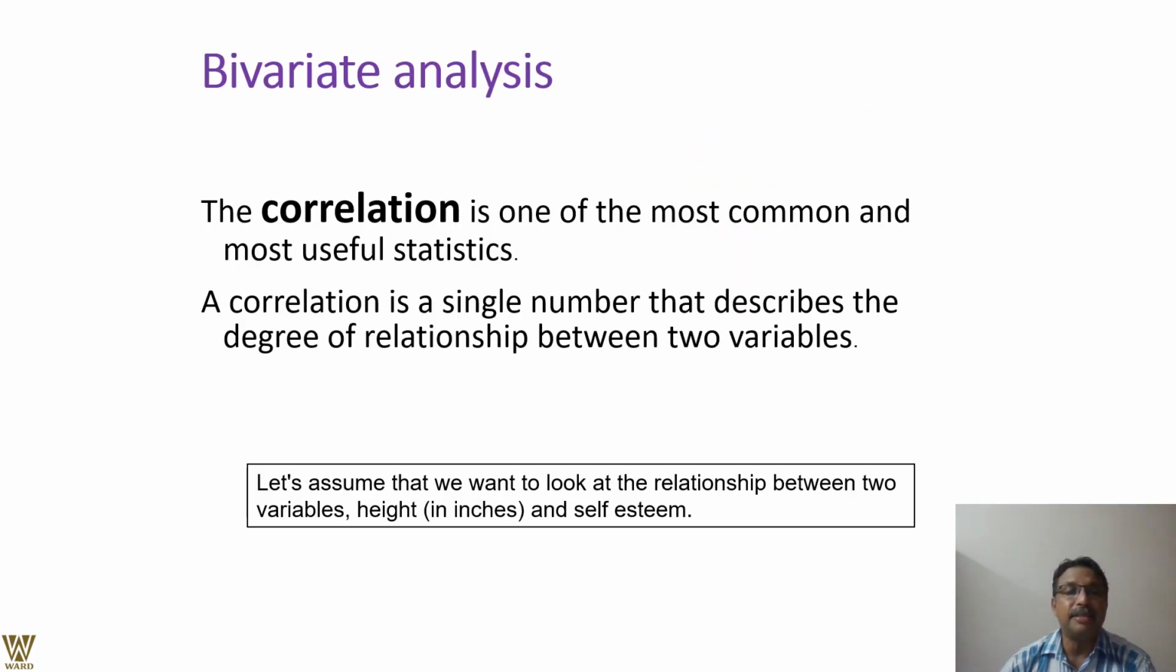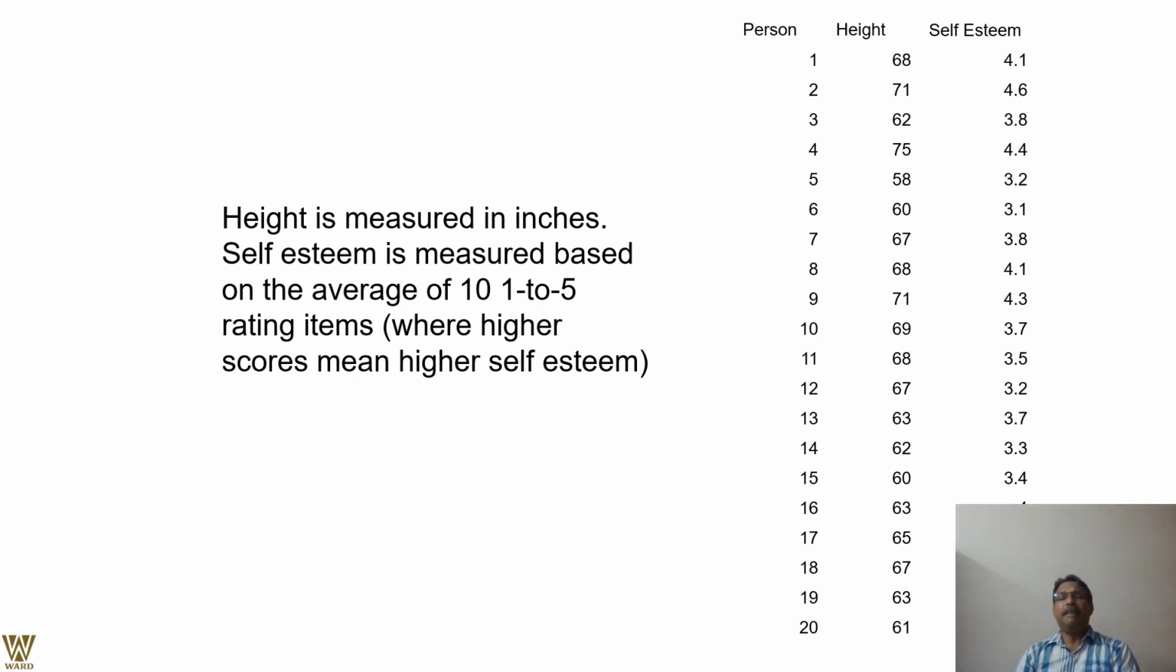In bivariate analysis, the correlation is one of the most common and most useful statistics. The correlation is a single number that describes the degree of relationship between two variables. Let's assume that we want to look at the relationship between two variables, height in inches and self-esteem. Let me take persons numbered 1, 2, 3, 4, 5, 6, 7, 8. I'm not giving them names, but numbers, so it becomes easy for each of us to recall. Their heights have been noted as 68, 71, 62, 75, and it varies altogether.